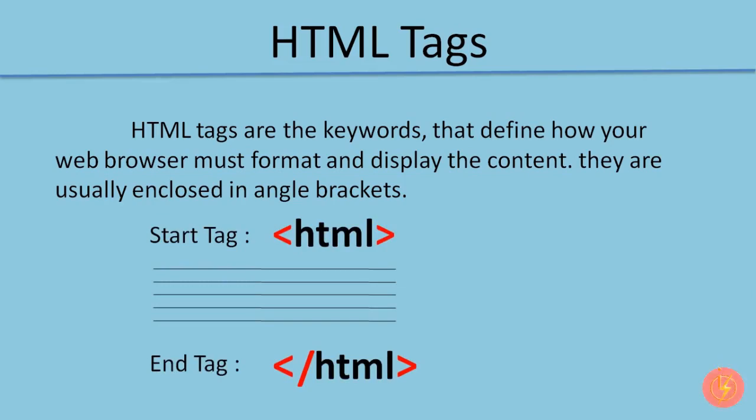Most of the HTML tags must be opened with an opening tag and closed with a closing tag. Some tags, like the image tag, break tag, etc., don't have closing tags. A closing tag is the same as the opening tag, but the closing tag text begins with a forward slash.